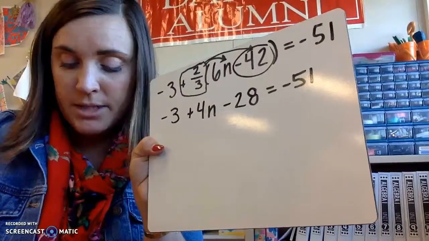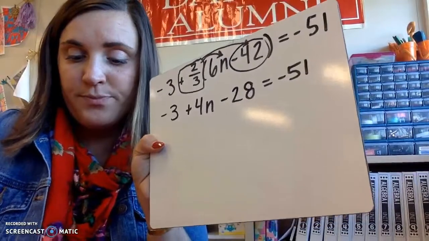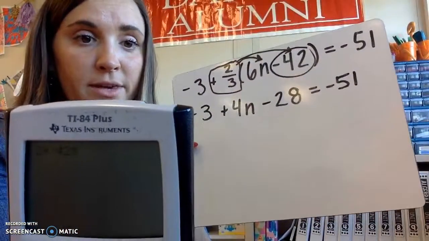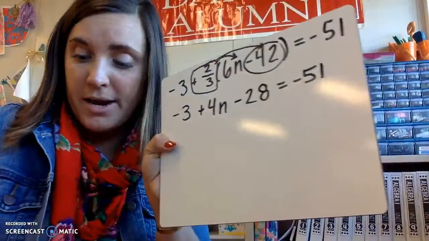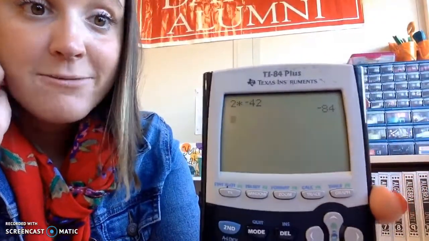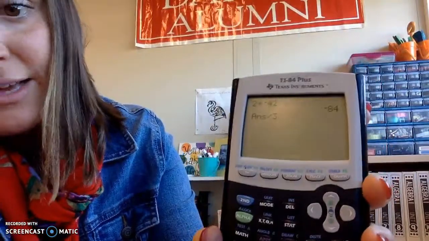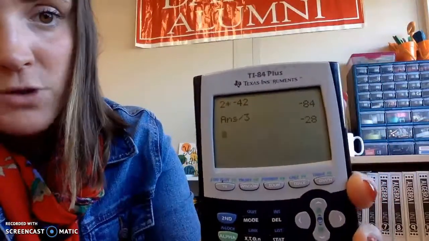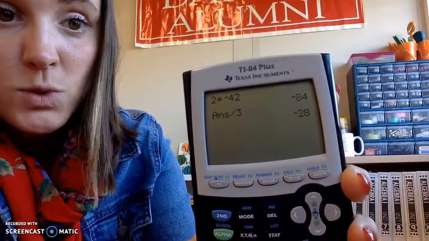2 times negative 42. First thing I put in my calculator, enter. Nope, not minus. That's why I can't do it like that. Okay, putting the board down. 2 times negative 42 gives me negative 84. Divide by the denominator, so divide by 3, and that's going to leave me with negative 28. So that's why I have minus 28 written there.